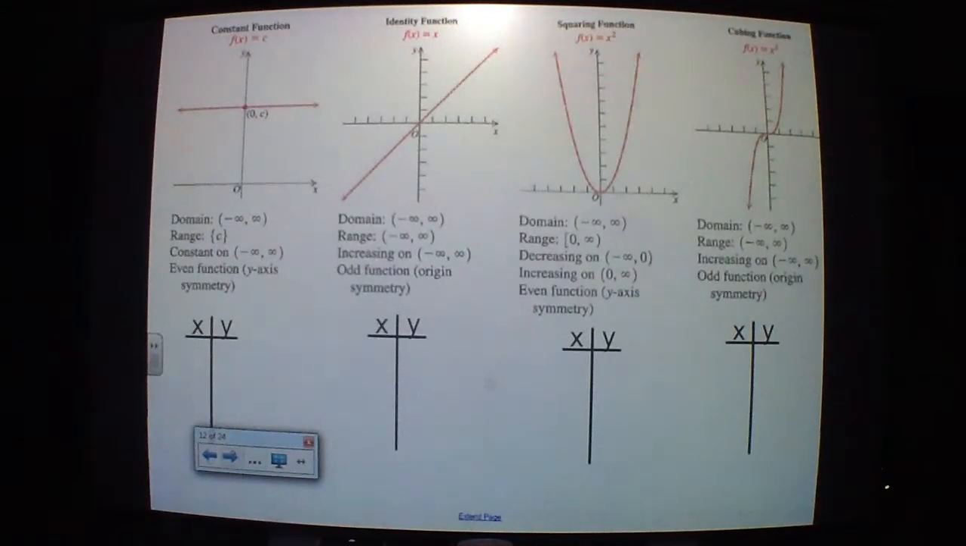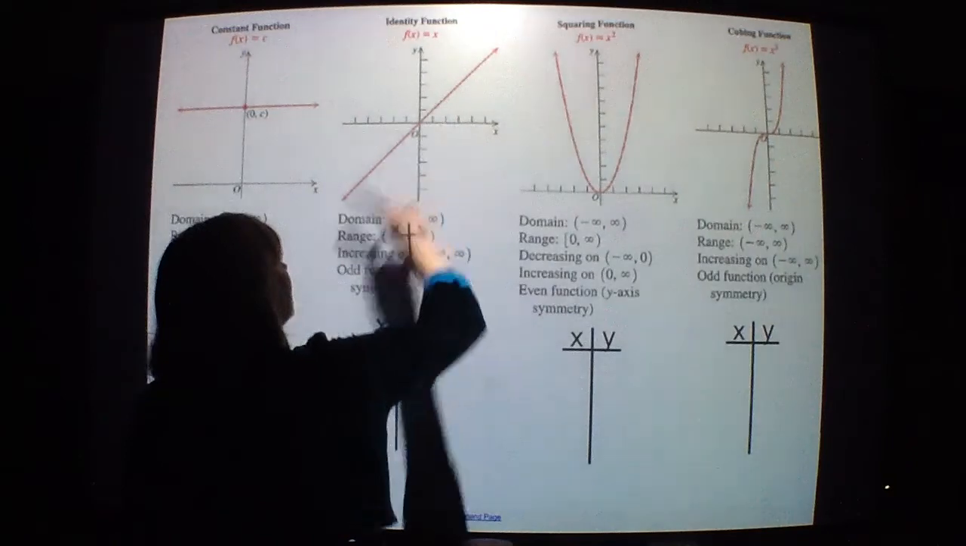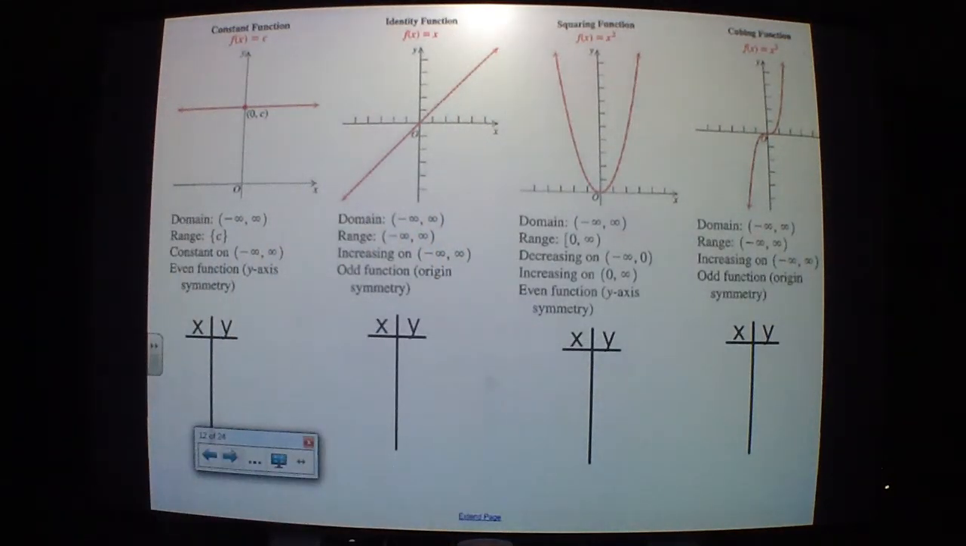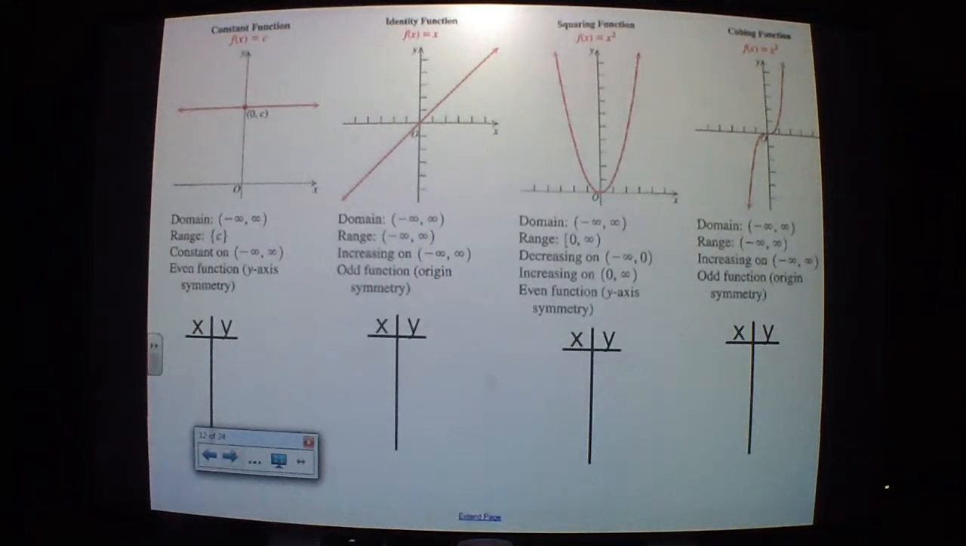Some functions that you should know. F of x is equal to c is a constant function. F of x is equal to x is the identity function, and you should be able to graph these. Range, domain, you should know that this is constant from negative infinity to positive infinity. This is increasing from negative infinity to positive infinity. You should know that this is symmetrical around the y-axis, so it's an even function. This is symmetrical around the origin, so that's an odd function.